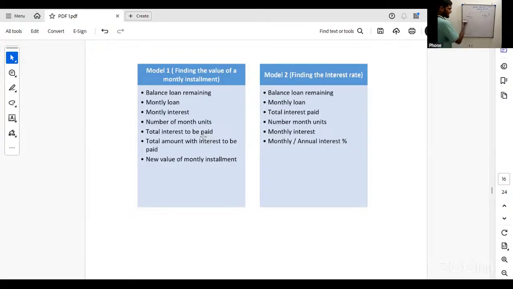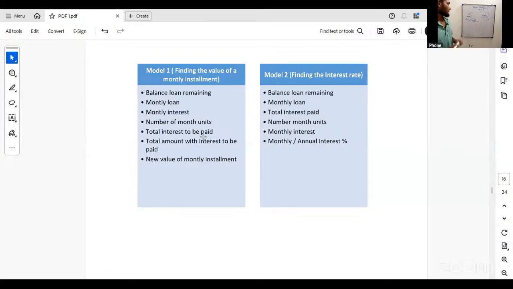First model, they can ask you to find the value of a monthly installment. If they ask to find the value of a monthly installment, it belongs to the first model. Second model means they will ask you to find the interest rate. If they ask to find the interest rate, it belongs to the second model.